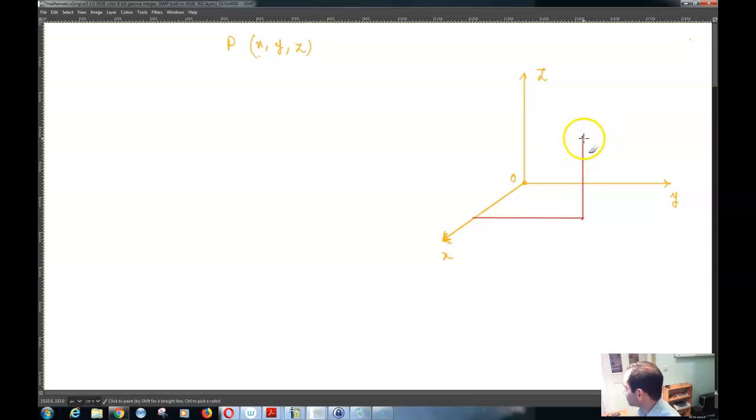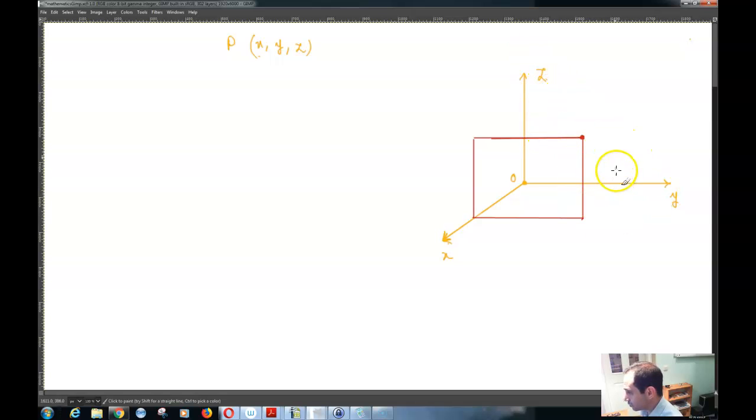From this point P, I can draw, for example, this line over here. Of course, this is just for the sake of demonstration. If I connect these lines together, I will get some plane that is parallel to the YZ plane.